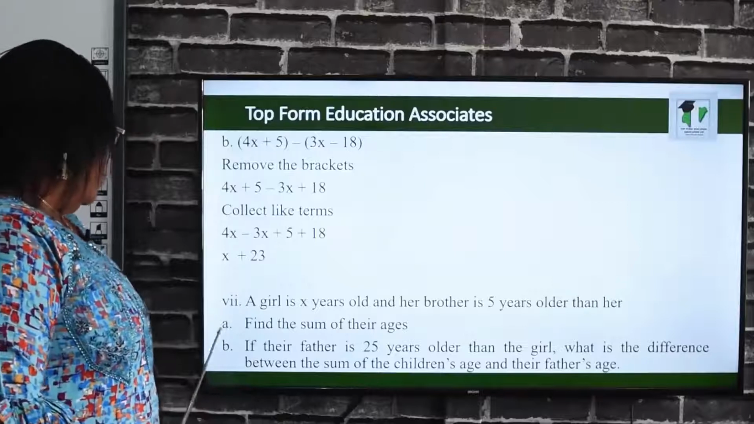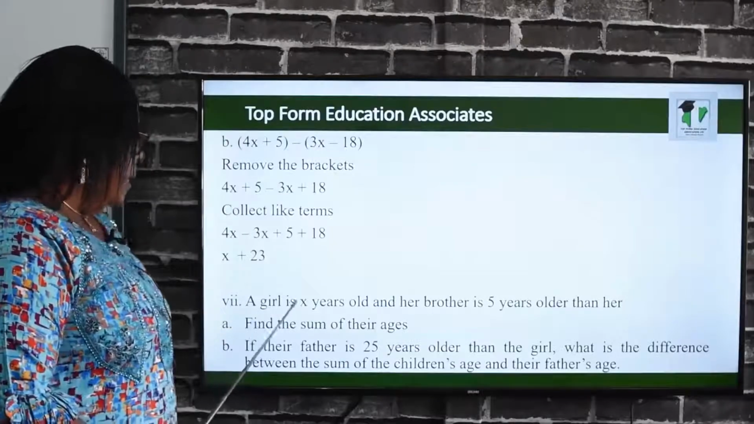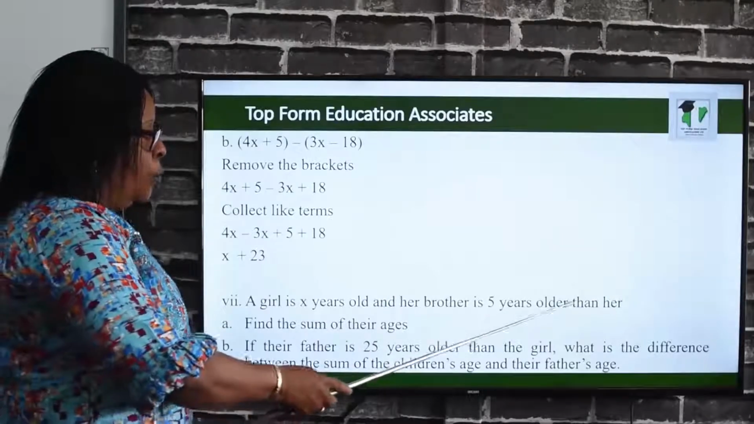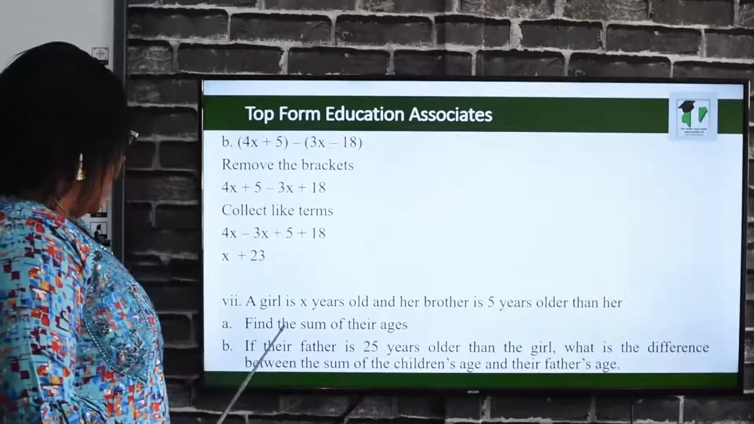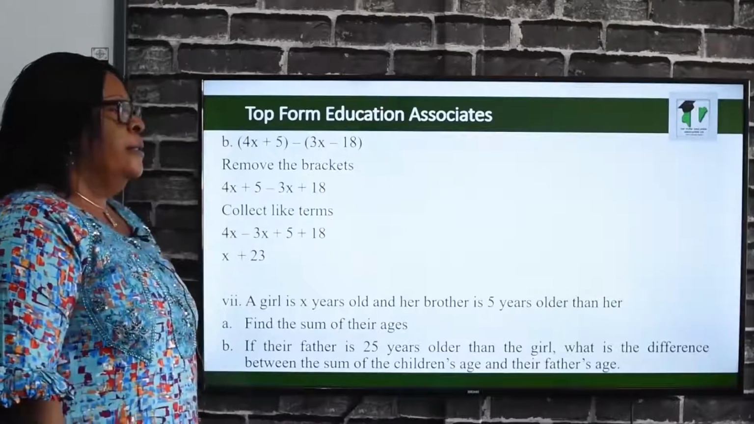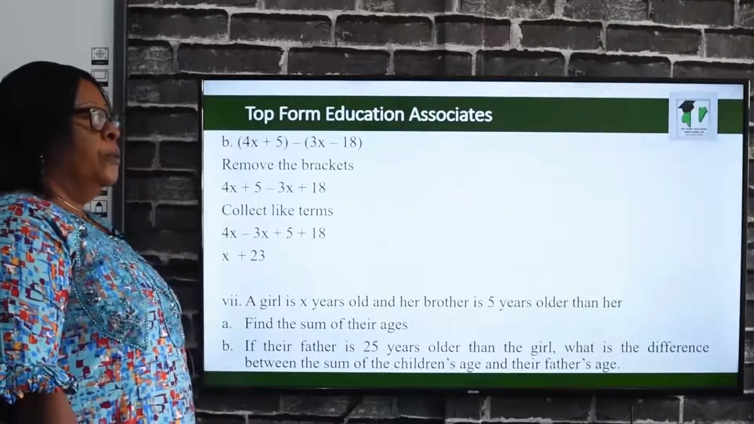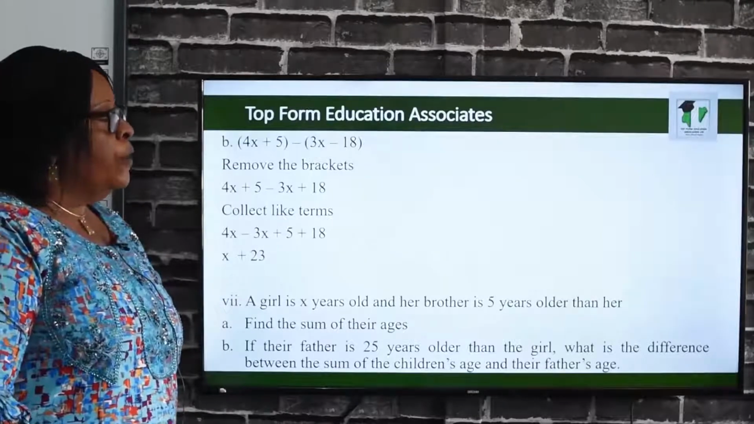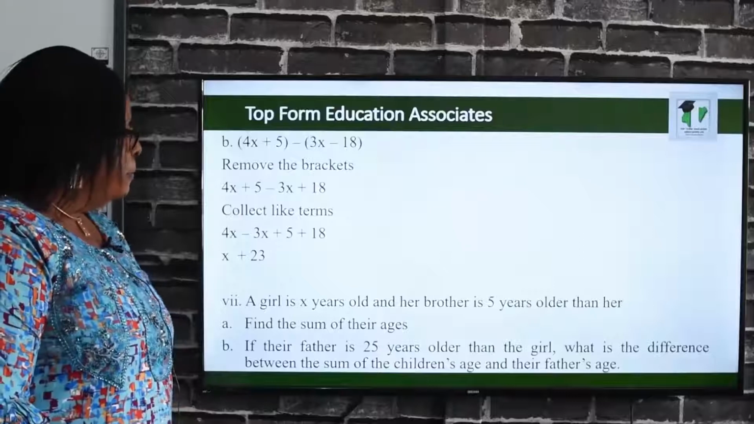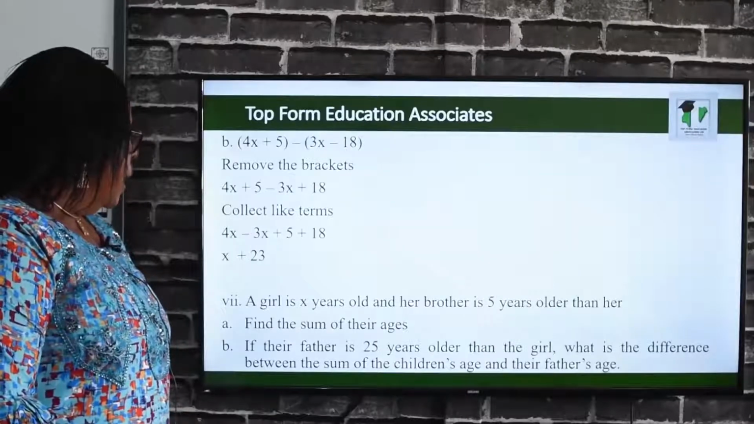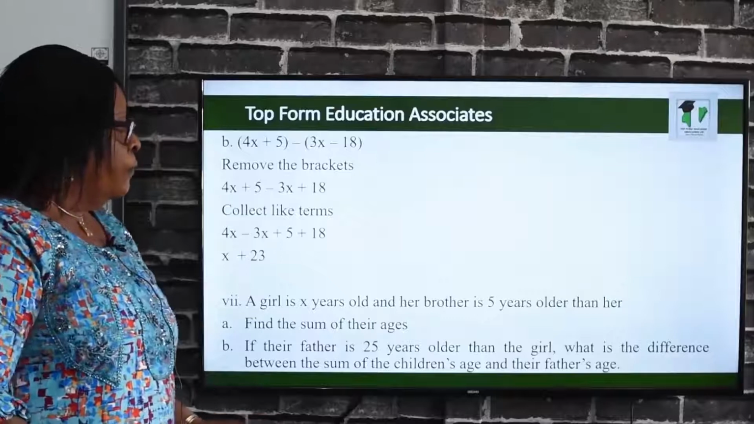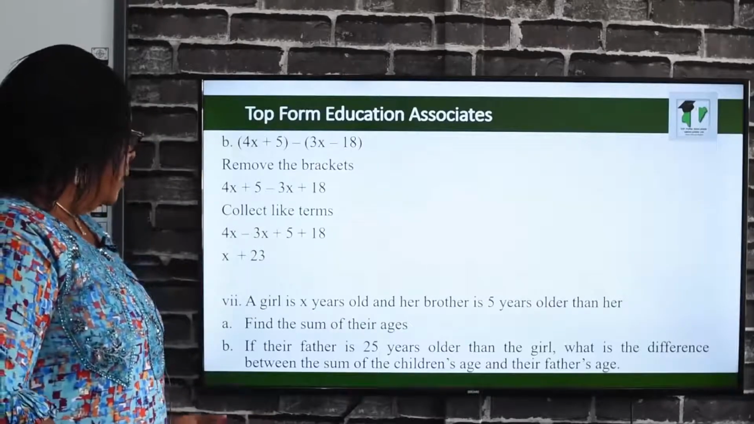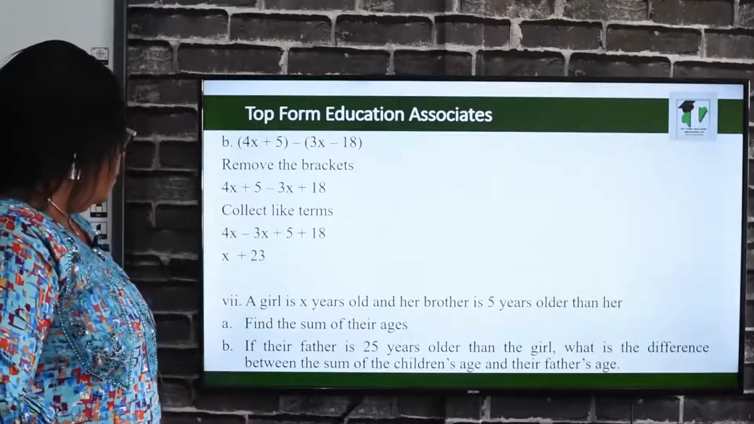Okay, question number 7. A girl is X years old and her brother is 5 years older than her. Find the sum of their ages. The girl is X years old. The brother is 5 years older, so the age of the brother is X plus 5. The age of the girl is X. The age of the brother is 5 more than the age of the sister, so it is X plus 5.